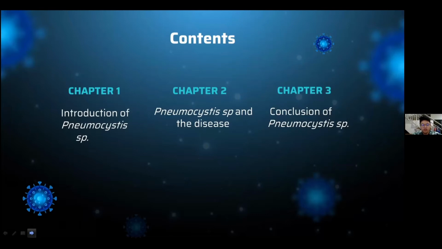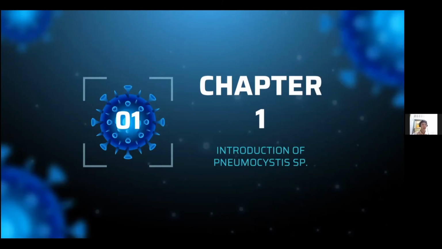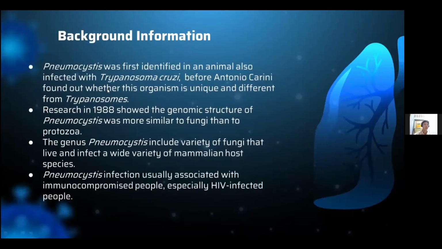Hello everyone. Let me introduce myself. My name is Juven Lufianto with ID number 091. I will talk about chapter 1, the introduction of Pneumocystis SP.